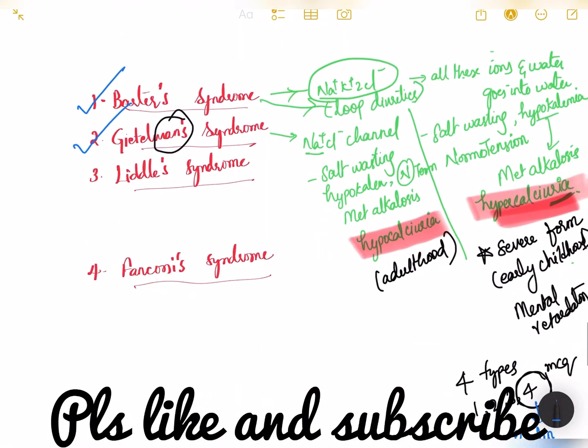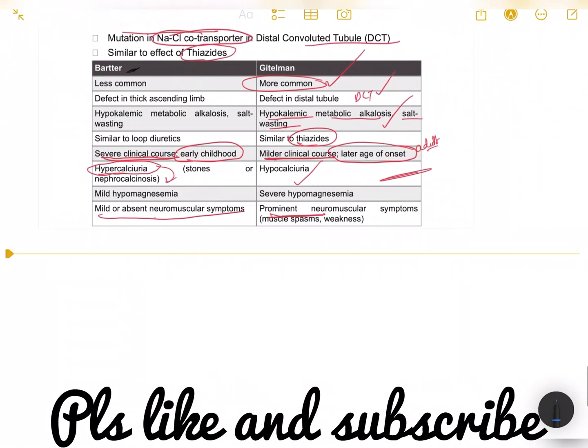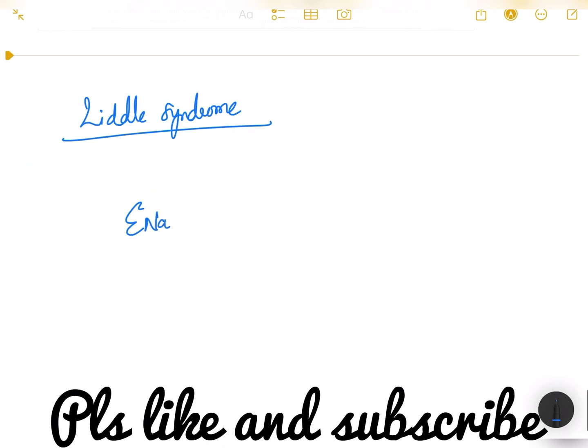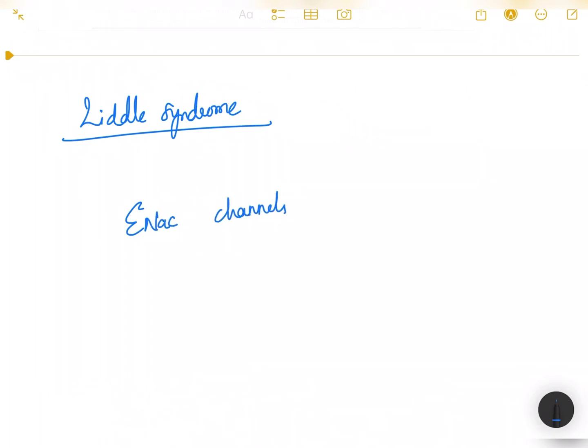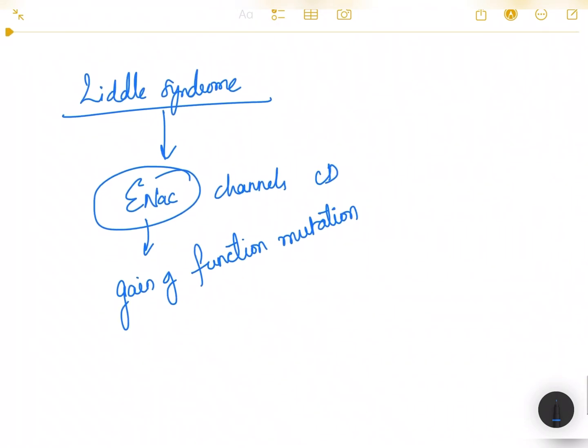The third inherited channelopathy is Liddle syndrome. I'll explain here. We have already discussed ENaC channels in collecting ducts. In Liddle syndrome, there is a gain of function mutation in ENaC channels. It's not loss. Until now we have discussed loss of function of channels. Now we are discussing gain of function of ENaC channels.